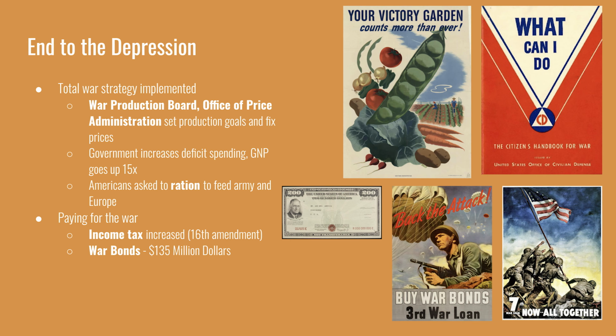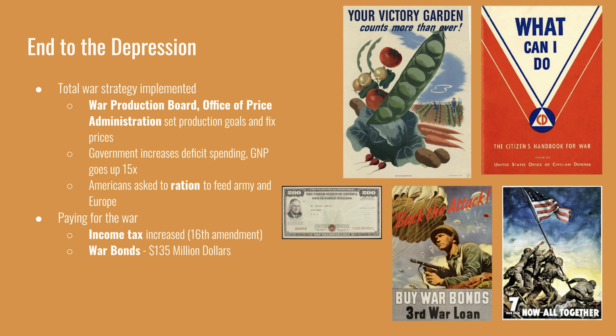In order to pay for all the war costs, the income tax is raised. This was constitutional through the 16th Amendment, ratified during the Wilson administration. Initially, the income tax only affected the wealthiest Americans, but slowly it spread out across all income levels. By 1944, the income tax is deducted automatically from people's paychecks, very similar to the way it is done now.